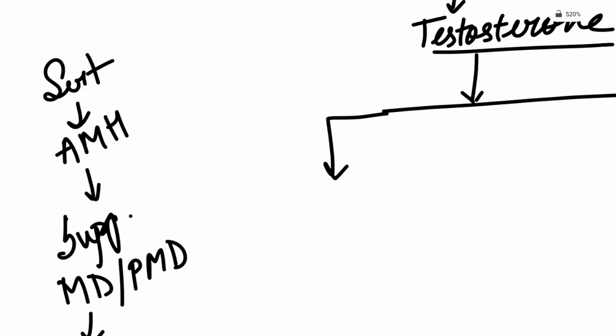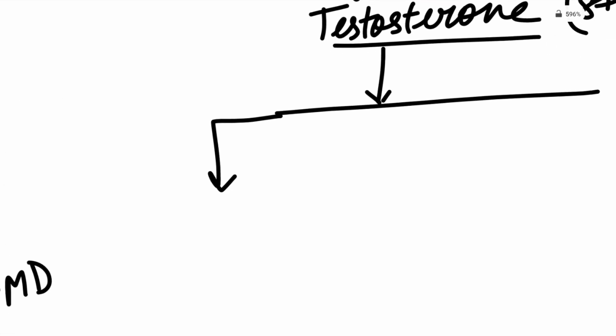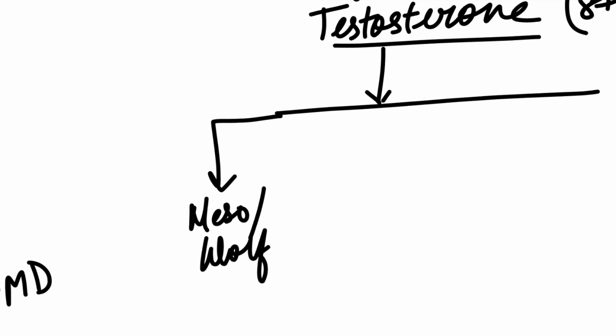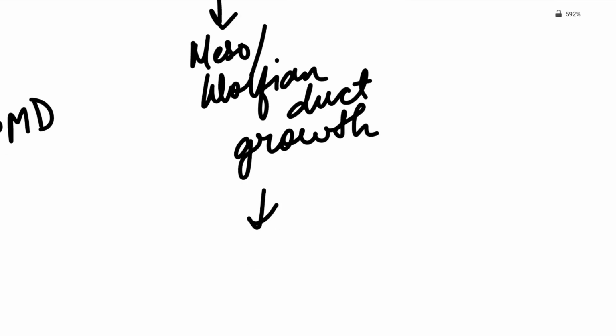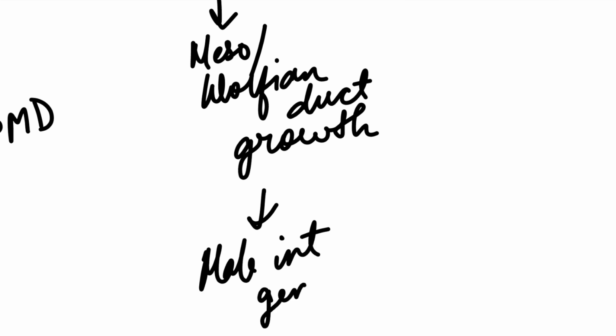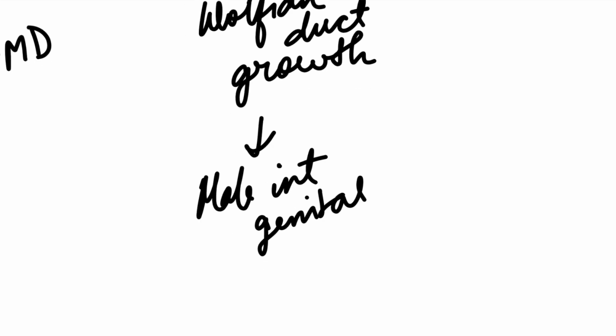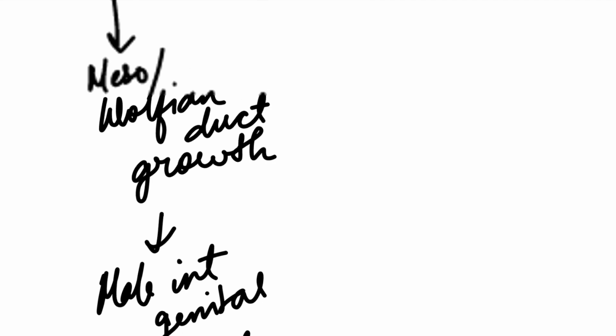Now, because the paramesonephric duct has been suppressed, this testosterone is going to stimulate the growth of the mesonephric duct or the Wolffian duct. Now, because this duct is going to grow, it is going to grow into what? It is going to grow into the male internal genital organs. So this is how the male internal genital organs are going to develop. That is the seminiferous tubule, epididymis, all these structures.